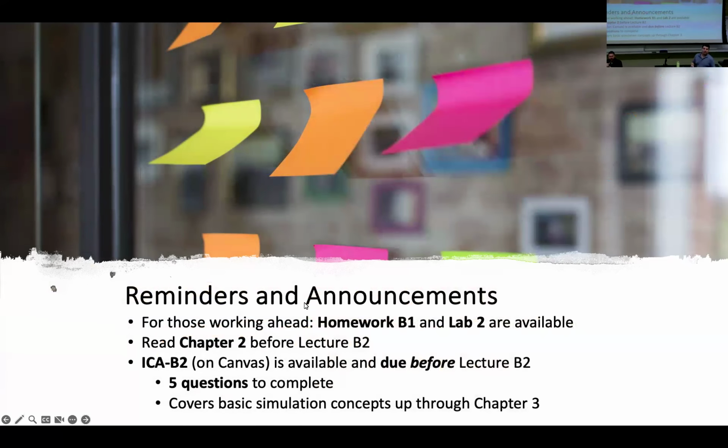Reminders for those working ahead: homework B1 is available, lab 2 is available. This week is lab 1 though. Some of you already turned in lab 1, thanks for that.